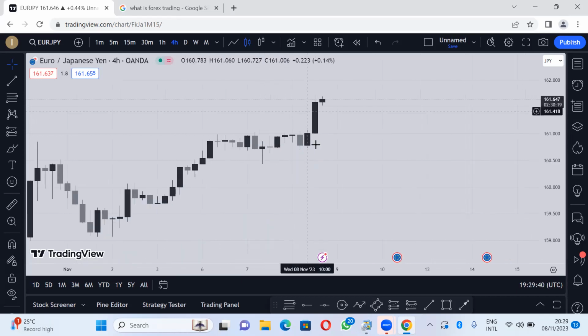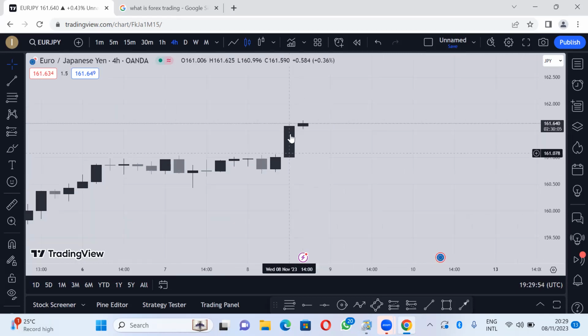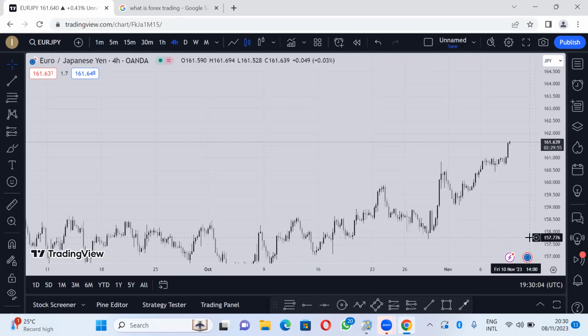So these things you are seeing here, each of them is called a candlestick. That's what we call it in forex trading. These big bars you are seeing are called candlesticks. I zoomed in now so that you can see it. One of these is called a candlestick. When we zoom out and it looks like this, it gets confusing.